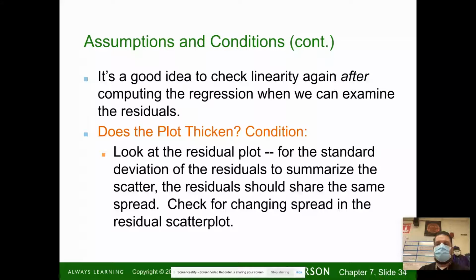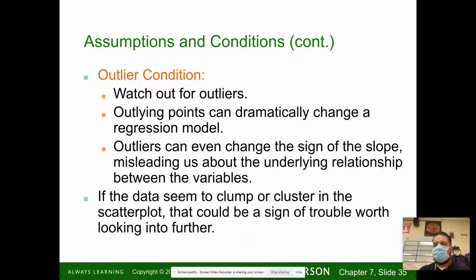Anyway, it's a good idea to check linearity again after computing the regression, when we examine the residuals. I like this term: does the plot thicken? When you look at a residual plot for the standard deviation, the residuals, to summarize the scatter, in other words, if you collect more data, does it look like the dots are still within the same range, the same distance from the linear model, the line, and they just kind of fill in the gaps a little bit better, or are they bonkers and far, far away?